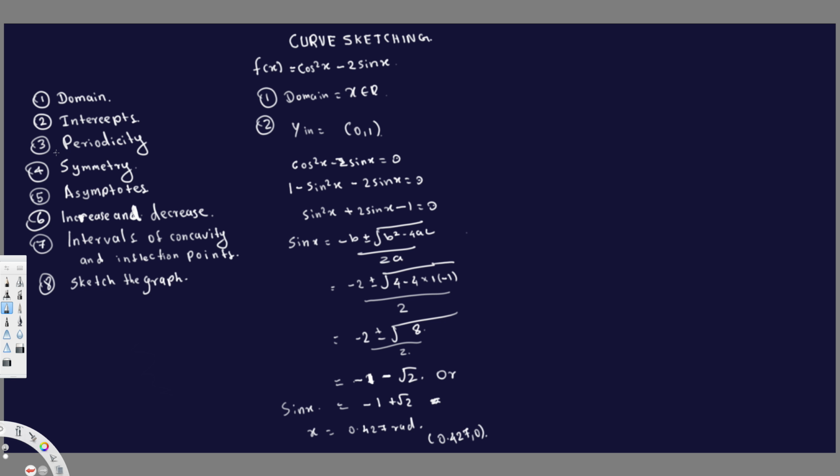The next step is we have to find the periodicity. We know that the periodicity of sine x is going to be 2 pi. For sine x it's 2 pi. For cos squared x it's going to be pi.